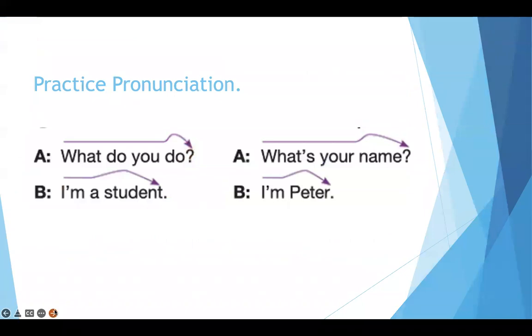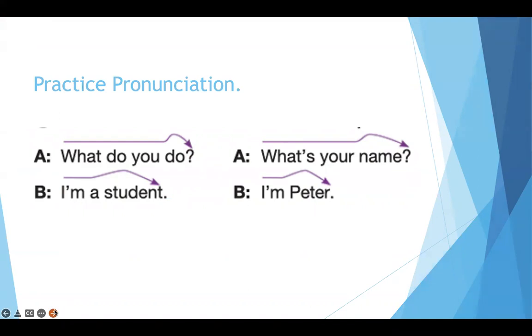All right, now we're going to practice pronunciation. These arrows show when my pitch goes up and when my pitch goes down. So you can repeat after me. What do you do? What's your name? I'm a student. I'm Peter.